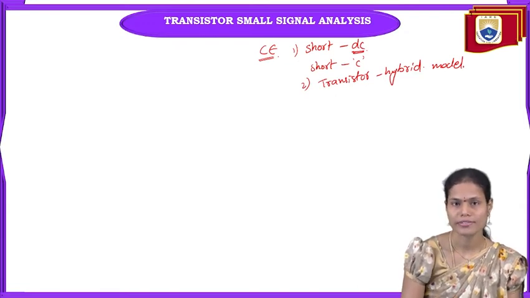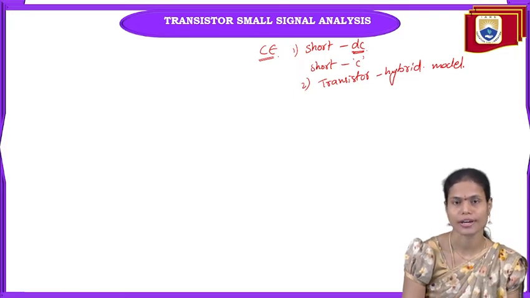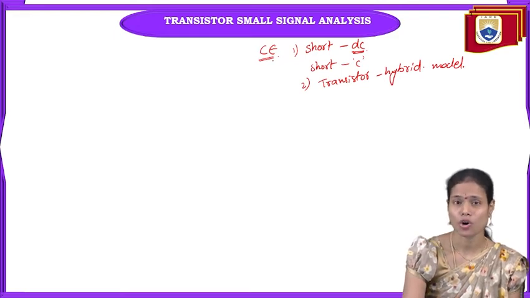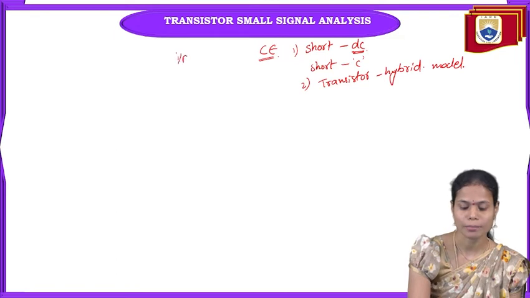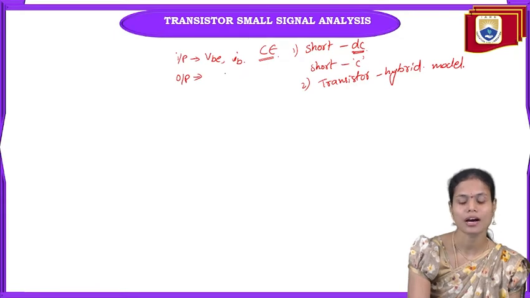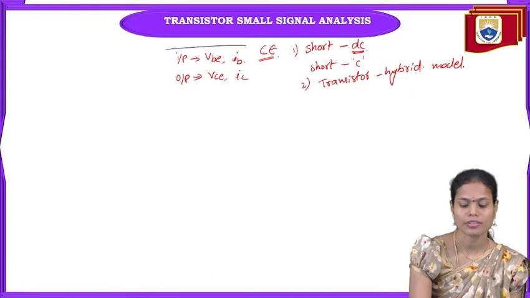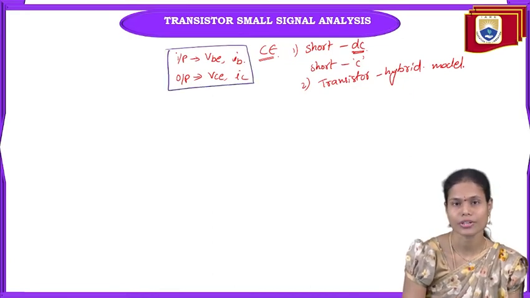To represent the transistor in its hybrid model, we have to convert it into its H parameter model. In the case of a transistor, we have two input parameters, input voltage and input current, and two output parameters, output voltage and output current. Here, considering the common emitter configuration, the input parameters are the base to emitter voltage VBE and the base current IB. Similarly, the output parameters are the collector to emitter voltage VCE and the collector current IC. These are the input and output parameters of the common emitter amplifier.